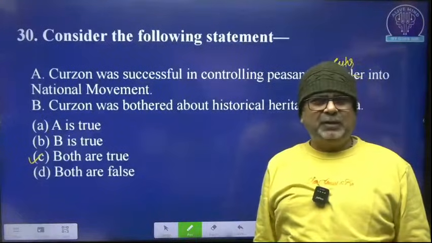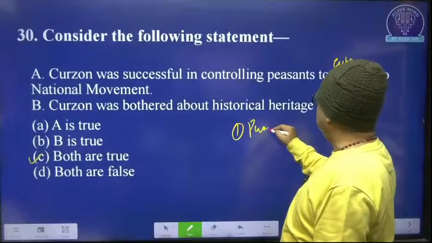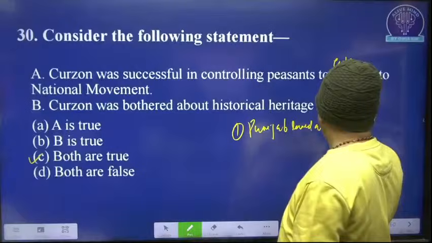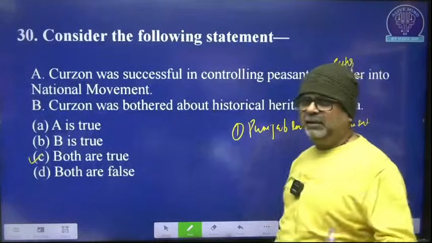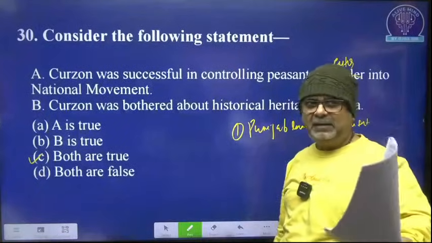And how did he control the entry of peasants? Write down the first step: Punjab Land Alienation Act. The Punjab Land Alienation Act was passed by Curzon. No non-agriculturist can take away the land of an agriculturist. He saved the agriculturist from Mahajans.